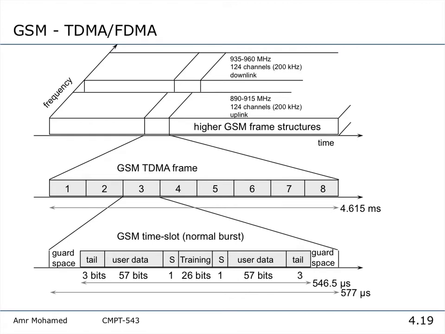This is fixed, which means that one super frame is 8 time slots. And it's fixed in terms of time. It takes 4.615 millisecond. This is fixed. The super frame can serve up to 8 users, because it can be one time slot. GSM time slot. This is one slot. This is not the super frame.